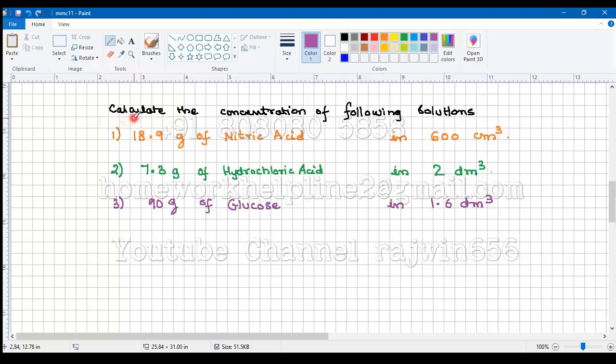Okay, so these are the practice examples. Calculate the concentration of the following solutions. 18.9 grams of nitric acid in 600 centimeter cube of its solution. 7.3 grams of hydrochloric acid in 2 dm cube of its solution. And the third example is 90 grams of glucose in 1.6 dm cube of its solution. Just take down this much and then you will do those examples and send it to me. I'll check them right now.